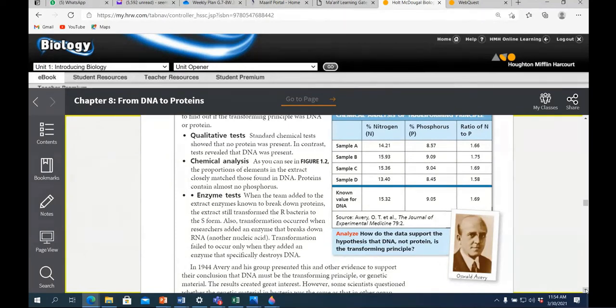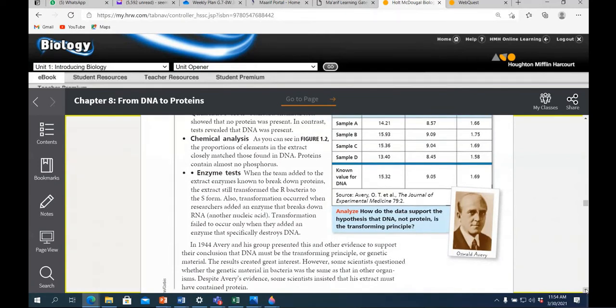So proteins contain almost no phosphorus, but phosphorus was present in this sample. So he came to a conclusion that it could not be a protein, but it could be DNA. Then he conducted various enzyme tests.